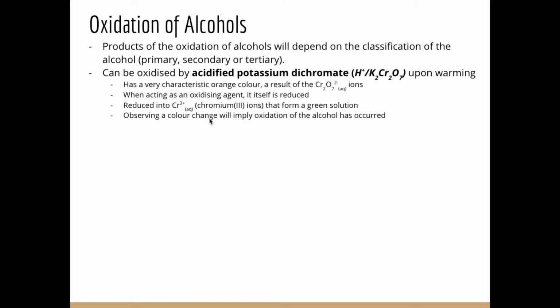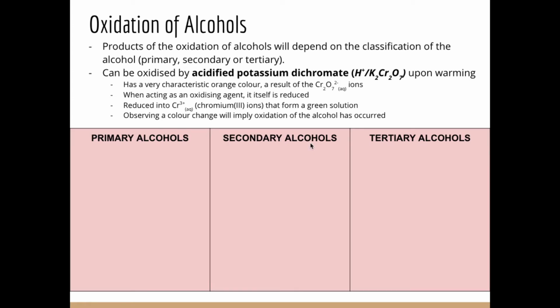It's important that we are familiar with these reactions, because you can be asked in the exam about the observations that you might see in a reaction. So we've got to know about the reaction itself, and we've also got to know about the observations, because that could be asked of us. If we observe this color change, it implies that the oxidation of the alcohol has occurred. Now, like I said, this is dependent on whether we have a primary, secondary, or tertiary alcohol. We will get different products in different cases, or even no products, as we'll see.